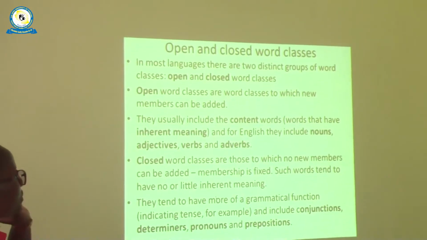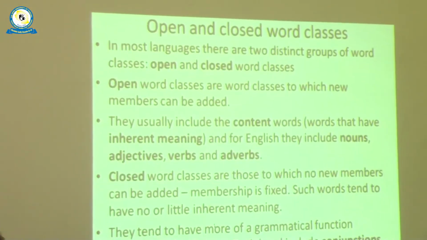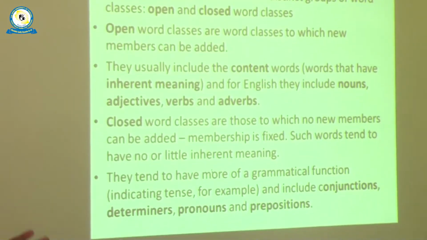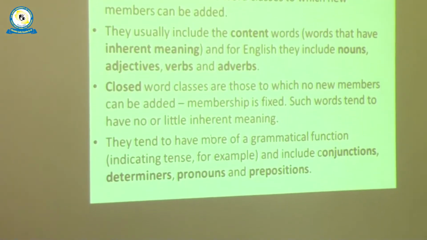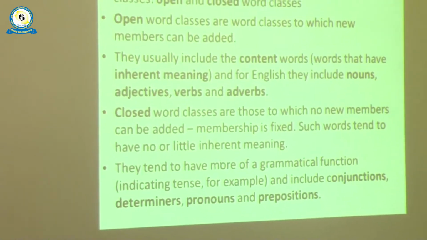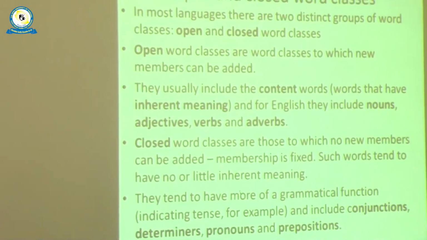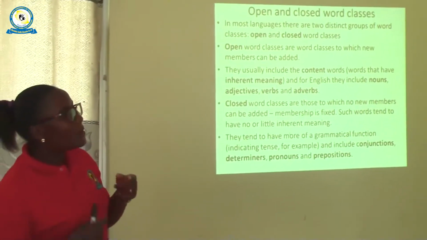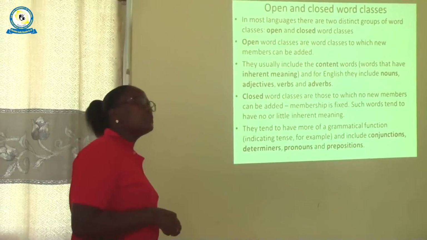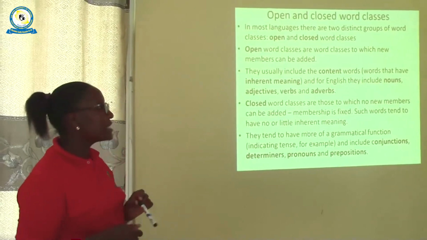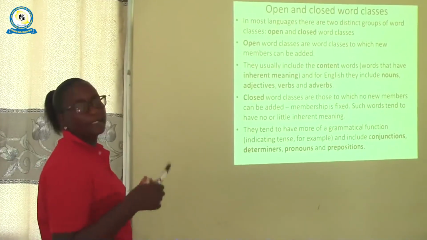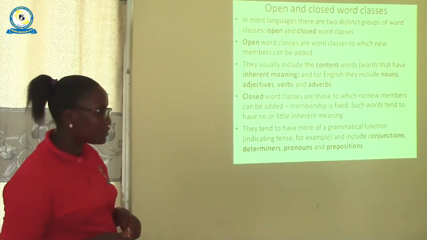When you talk about an adjective or a verb or adverb or noun, these are very independent words in a text. They allow new members to be added. That's why they are open. Their function is to create as many words using the adjective, using the verb. One word can have different grammatical functions, and meaning can be added to it.